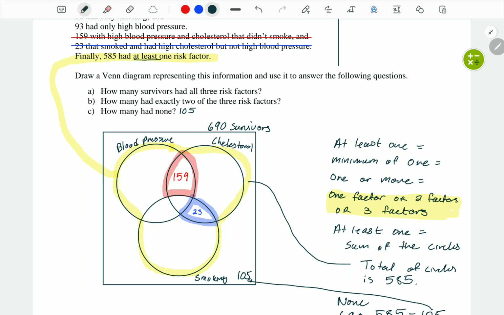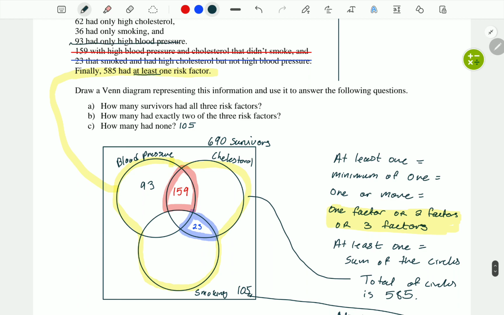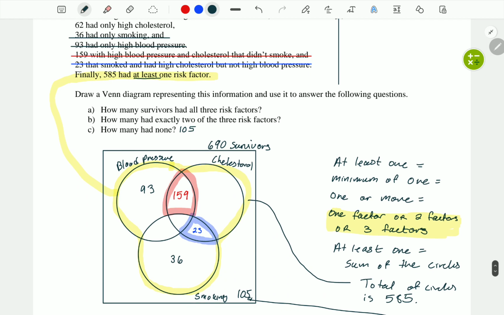93 only had high blood pressure. Because it's only high blood pressure, this 93 can go right here, which is only high blood pressure. 36 only had smoking. So we put 36 right here for only smoking. 62 only had high cholesterol. So we put that right here because that is only high cholesterol.